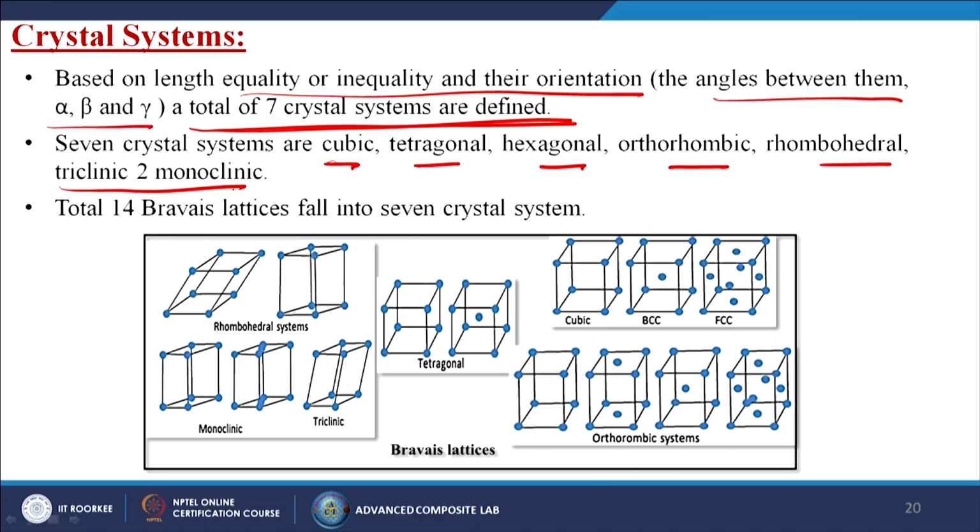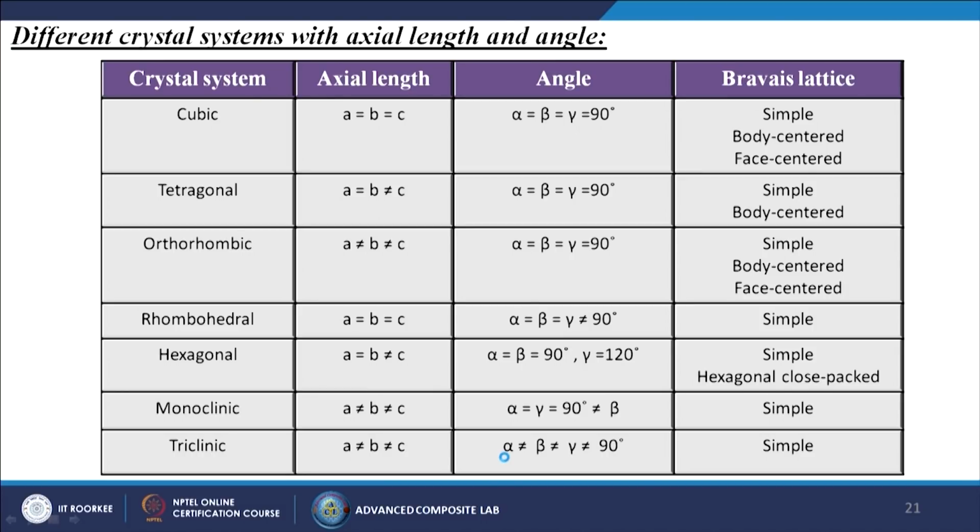So, this is the example of the rhombohedral system, monoclinic and the triclinic, then tetragonal, then cubic like BCC, body centered cubic, and FCC, face centered cubic. This is the orthorhombic system. So, in total these are the different types of Bravais lattices. Now we are going to discuss the different crystal systems with axial length and the angle.